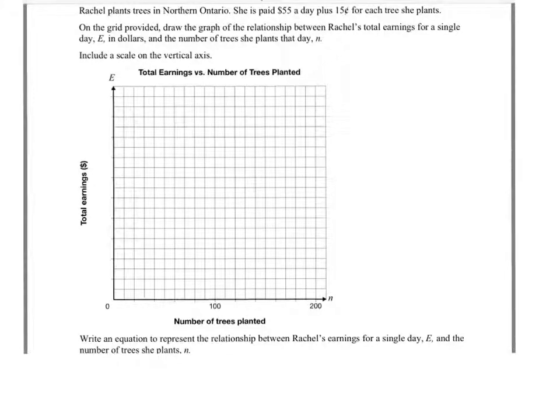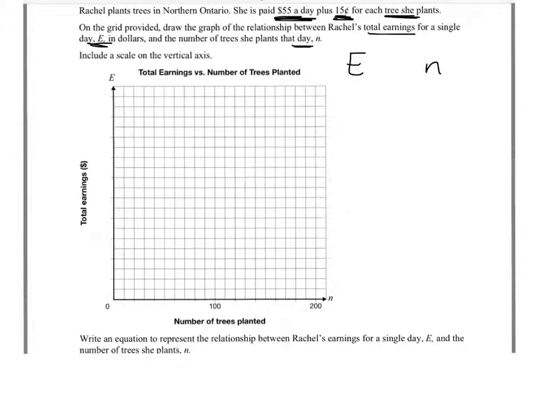This question, let's underline what's important here. She's paid, so she's planting trees, she's paid $55 a day plus 15 cents for each tree. You are to draw a graph showing the relationship between total earnings, and they told you what variable to use, E, and the number of trees that she plants, which is going to be represented by the letter N.